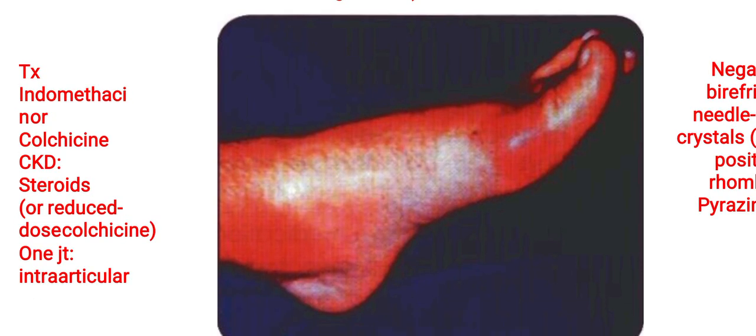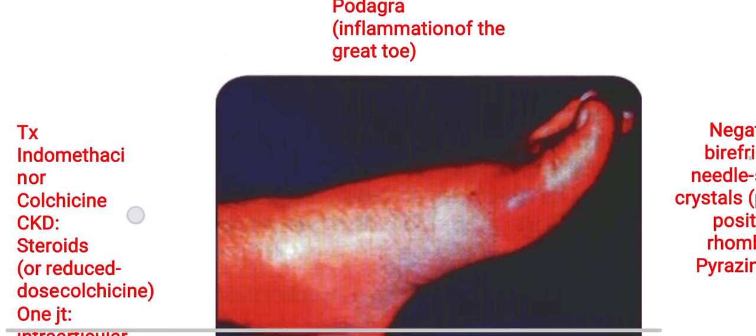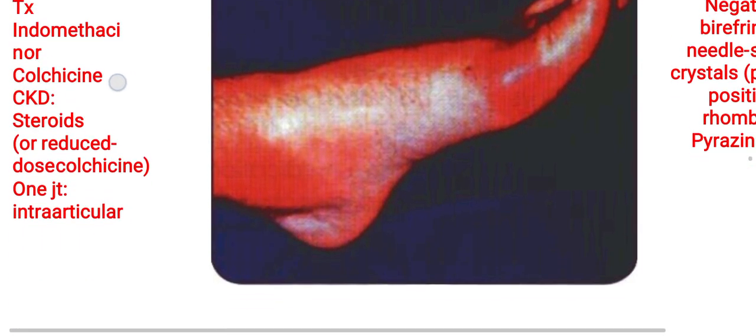Sometimes intraarticular injections can also be given for severe pain if oral medicines are not responding or we don't have another option, but only if it is involving one joint. So this is the case of gout.